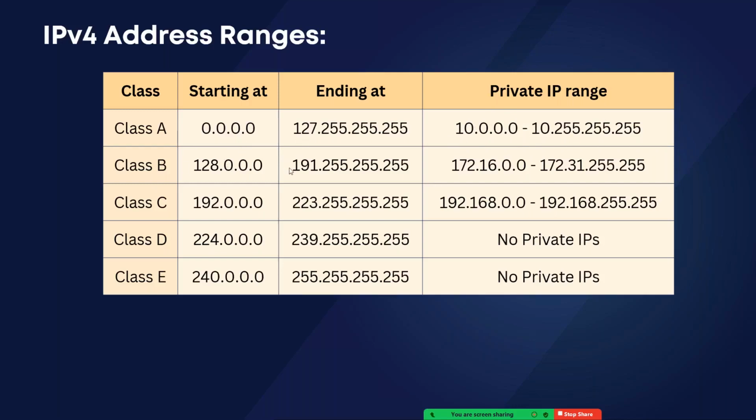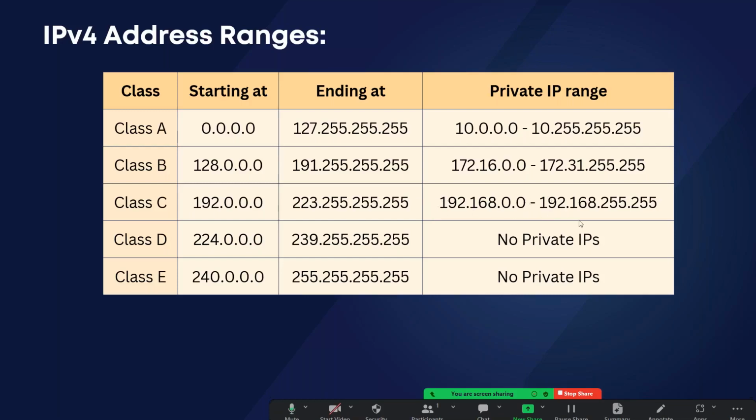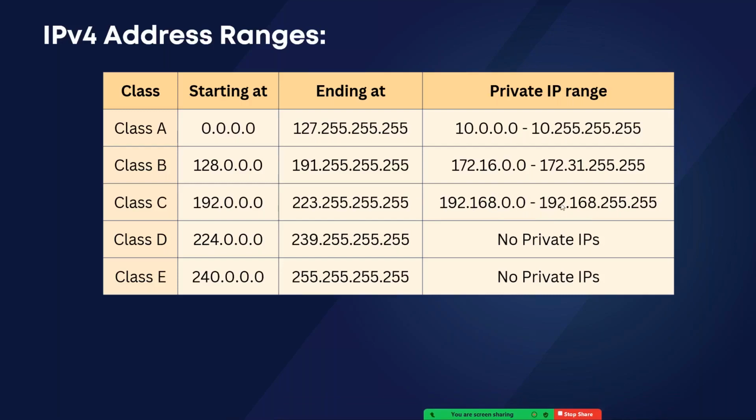Similarly, between 128 and 191, there's a small range, 172.16.0.0 to 172.31.255.255. This is the private IP range in class B. Any IP within this range is private, and any IP outside is public. Similarly, in class C, between 192 and 223, there's a small range, 192.168.0.0 to 192.168.255.255. This is the private IP range in class C. Any IP within this is private, and any IP outside is public. In class D and class E, there are no private IPs at all. All of them are public IPs.